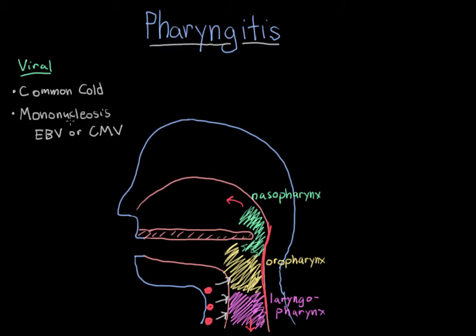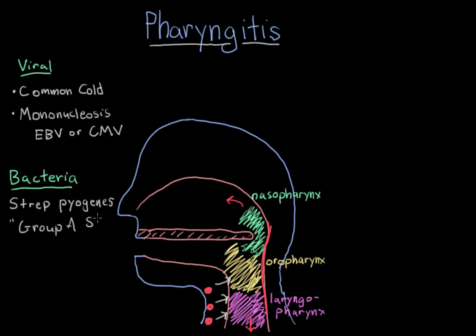So viruses are a common cause of pharyngitis, but there's also bacteria. The most common bacteria in pharyngitis is known as Streptococcus pyogenes. This is also commonly referred to as Group A strep, A being the specific type of Streptococcus. So there's Group B, Group C. Group A strep is specifically Streptococcus pyogenes. And even more commonly, this is called strep throat.